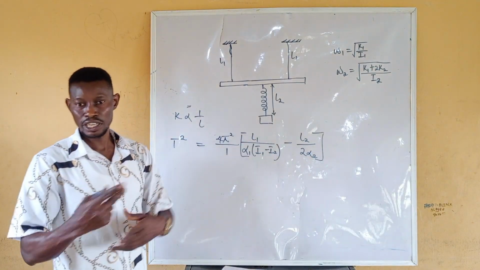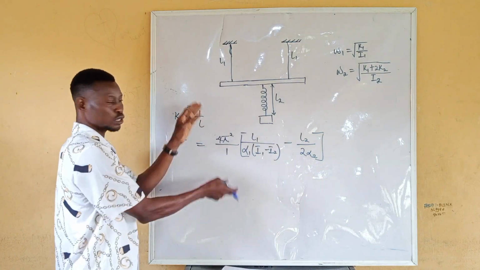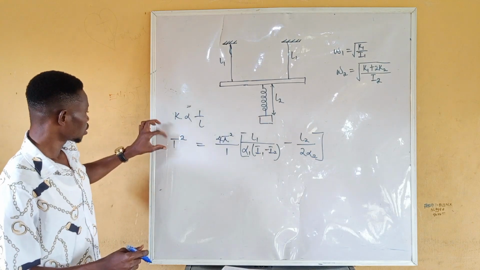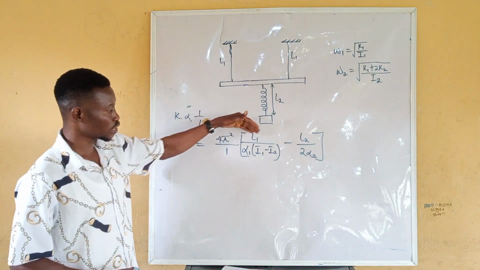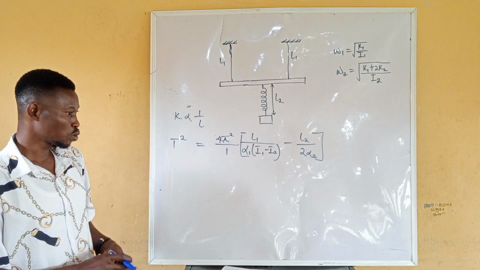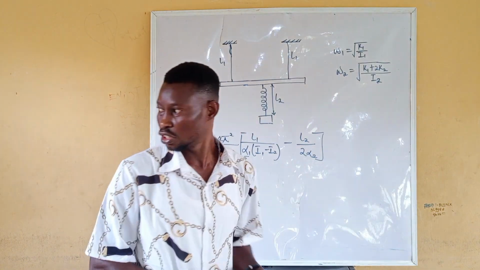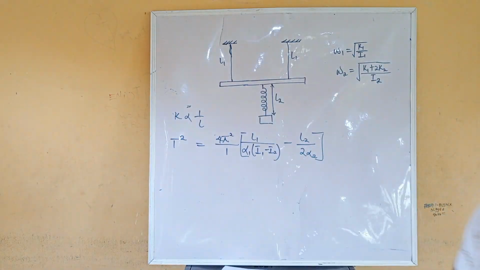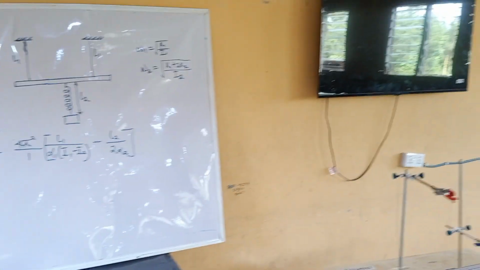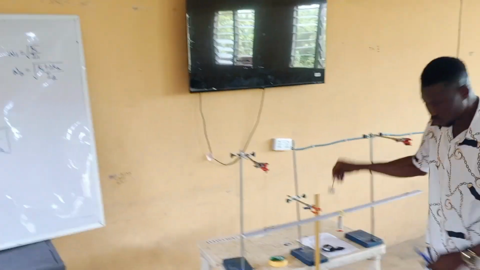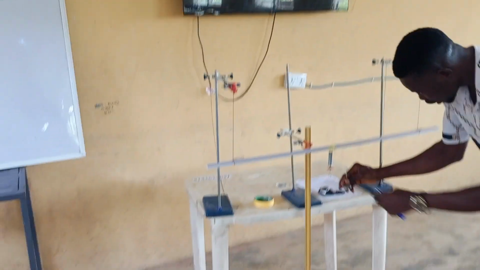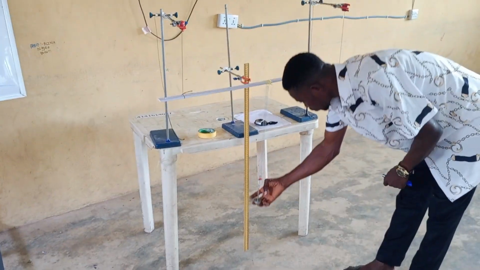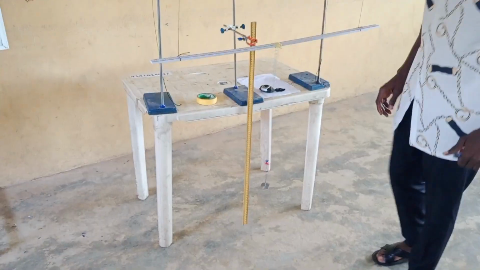Alternatively, when you take the reciprocal of both sides of this equation, you'll be able to plot a graph of T squared inverse against L inverse. So let me give you a little demonstration of what the oscillations will look like. Okay, let's turn the camera this way and see what it will look like. So when I suspend a 100-gram mass from this spring, then this is what happens.